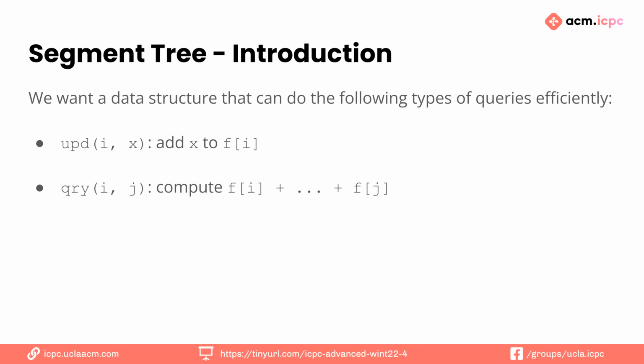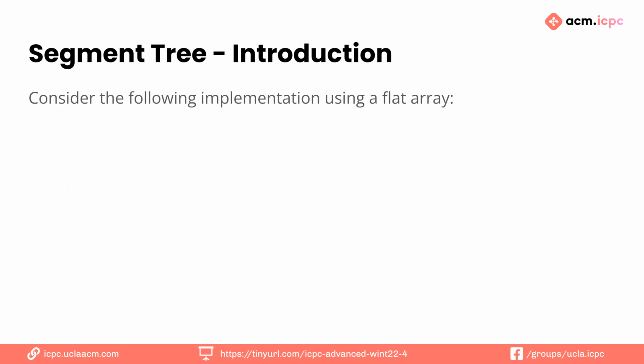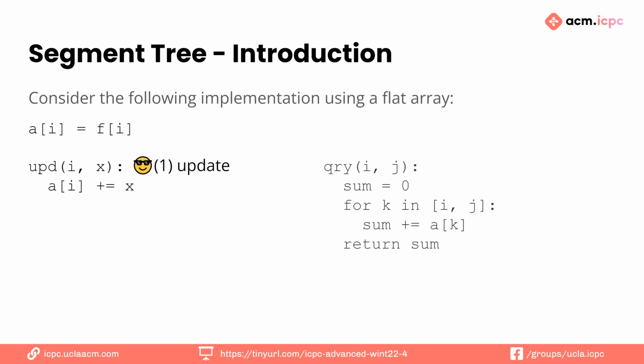And then the query computes the sum of f sub i plus 1 plus and so on, up to f sub j. So what if we do it with a regular array? a sub i represents f sub i. Then our update is a sub i plus equals x. That's O of 1, very good. But for our query, we have to iterate through all of i through j, and that could be O of n. It's really bad.